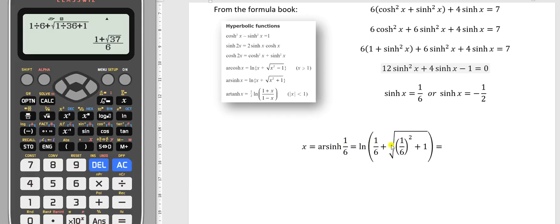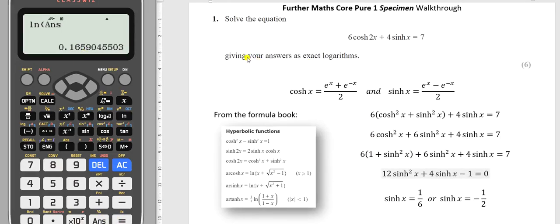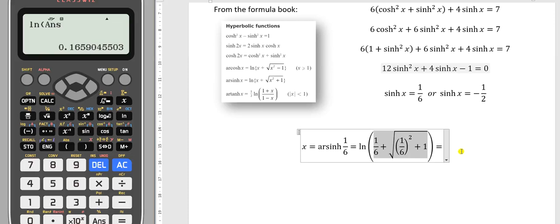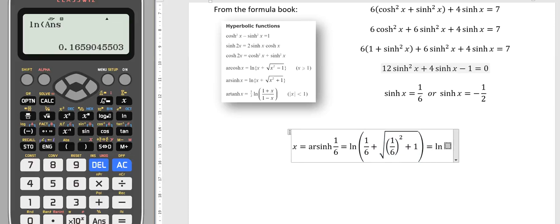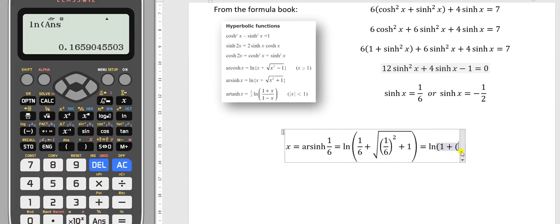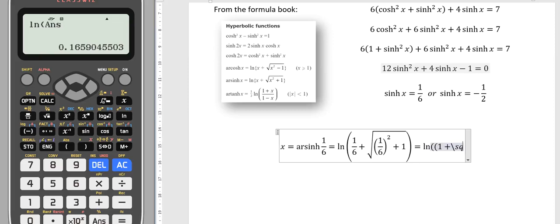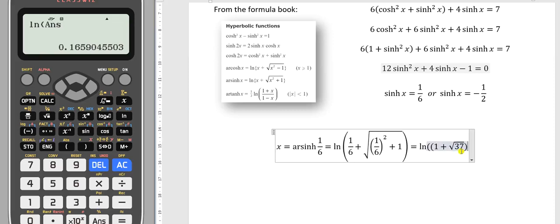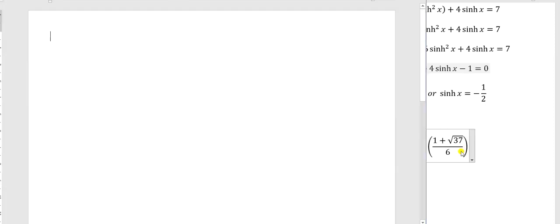6. Remember, what I've put in here in the calculator is not the value of x, it's the value of the stuff inside the log. I'm very conscious that if I try doing log of all of that stuff, I'll just get a messy decimal that doesn't help me much. And it does say here, give your answer as an exact logarithm. So my answer here should be ln of 1 plus root 37 all over 6. And that's my answer.